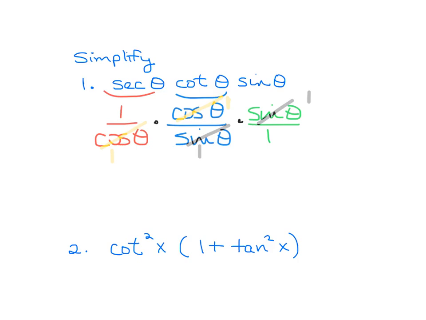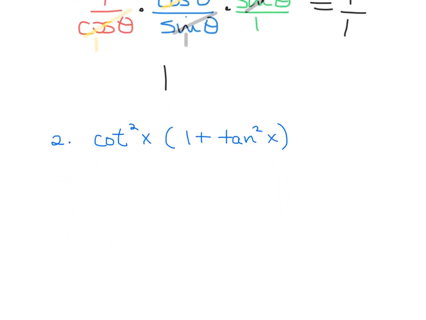And now I'm going to multiply what remains. So straight across the top, 1 times 1 times 1 is 1. Straight across the bottom, 1 times 1 times 1. So my final answer here is 1. So this is what we're going to be doing when they ask you to simplify. They're going to ask you to replace and see what you can cancel out or what you can eliminate. We're going to do the next one.